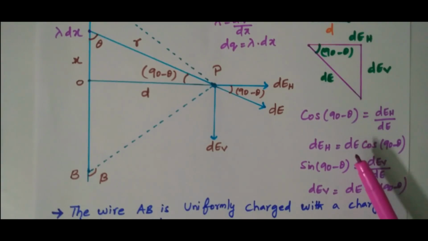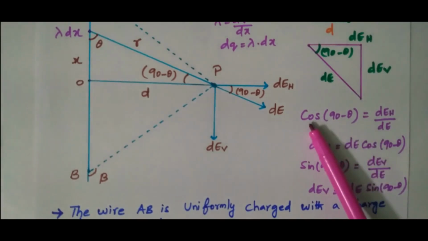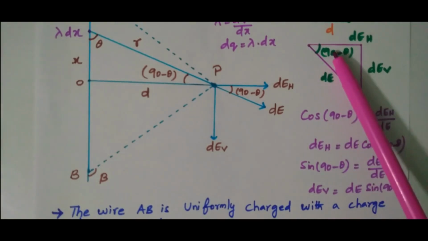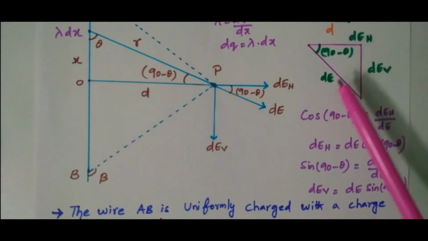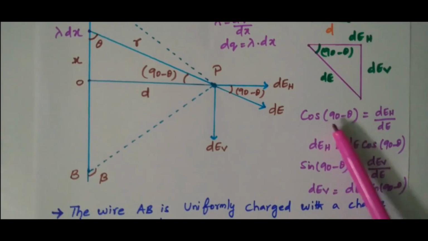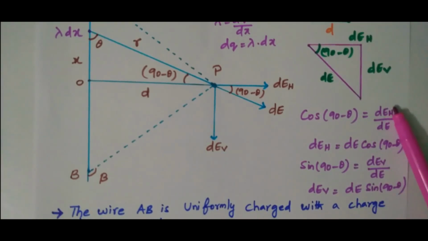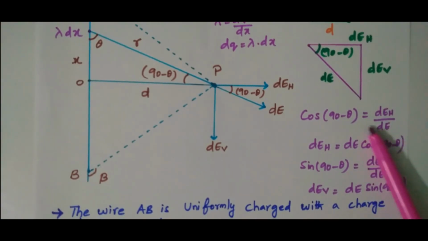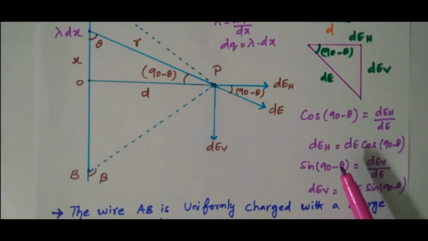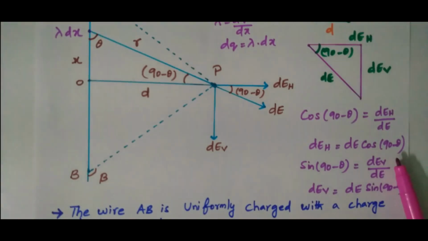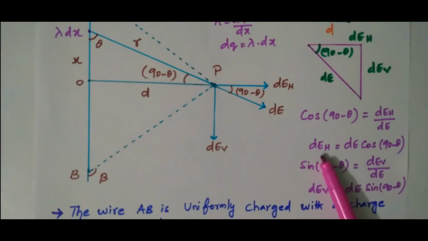From this we can find the expression for horizontal component and the expression for vertical component. How will you find? You find the expression for cos of 90 minus theta. Cos 90 minus theta means adjacent side by hypotenuse. Adjacent side is dE_H, hypotenuse is dE. You cross multiply this, so that dE_H equals dE cos 90 minus theta. So you can simply remember: horizontal component equals total component multiplied by cos of theta, right? Anywhere we can use that.